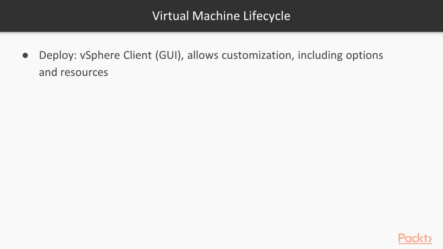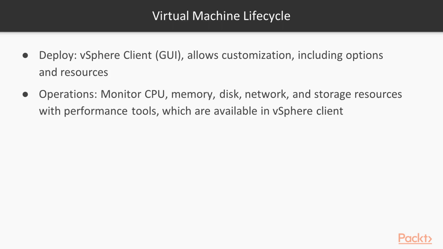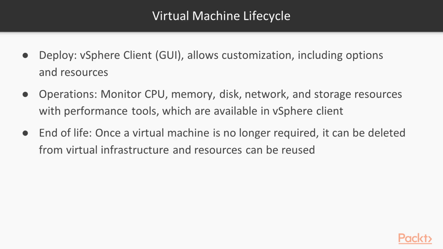For deploy, we have looked at some of the deployment options in the earlier slide, and the vSphere client GUI shows customization, including options and resources to manage those deployment options. In the operation stage, once the VM is running actively and is executing application workloads, CPU, memory, disk, network, and storage resources can be monitored, and those statistics collected in conjunction with vSphere and the vSphere client. Once the VM reaches end of life, the vSphere client can be used to remove it from inventory, decommission it, and reuse its resources.